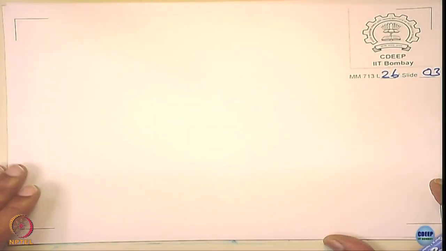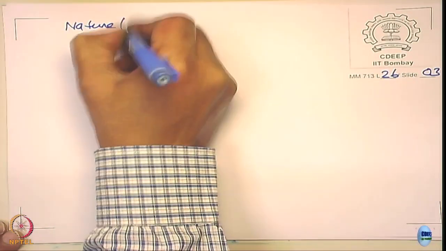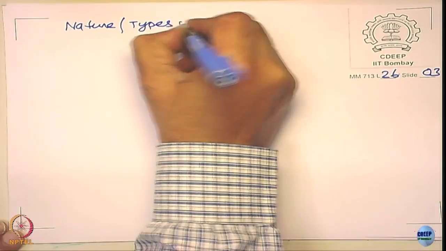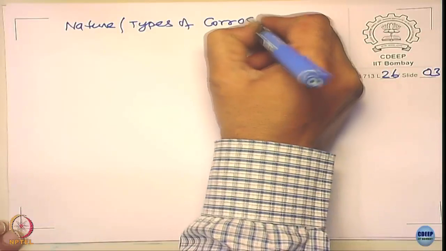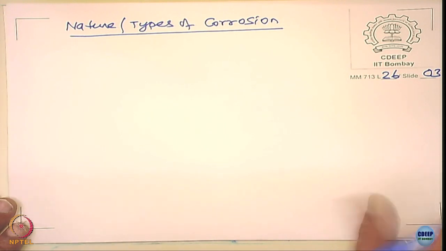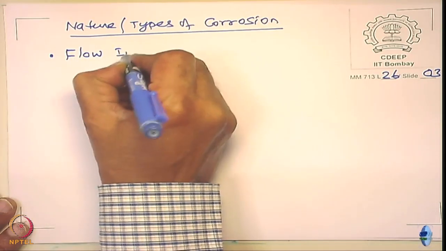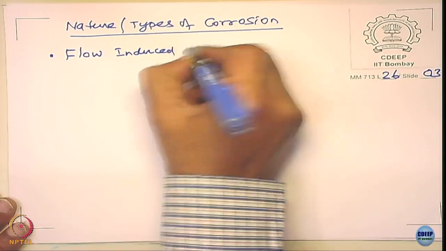Now, depending upon the kind of flow conditions that exist in a pipeline, the types of corrosion can be broadly classified into three types. I call them the types of corrosion which are induced by the flow. One is called flow induced corrosion.